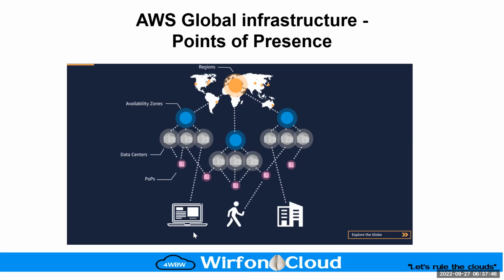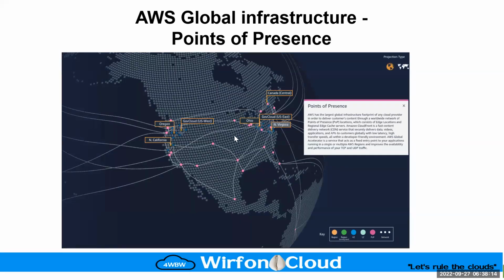Here you just have the summary of all the components of the global infrastructure. You have the points of presence, then you have the data center, before availability zones. Availability zones are one or more data centers. Then we have the regions, which are made up of two or more availability zones. Okay, here's more on points of presence.